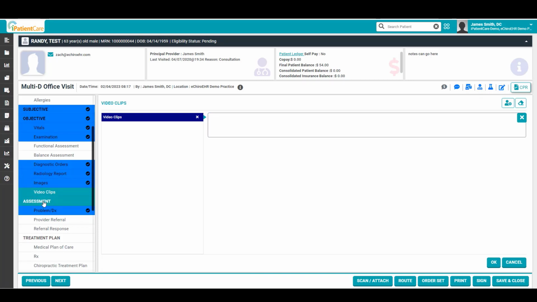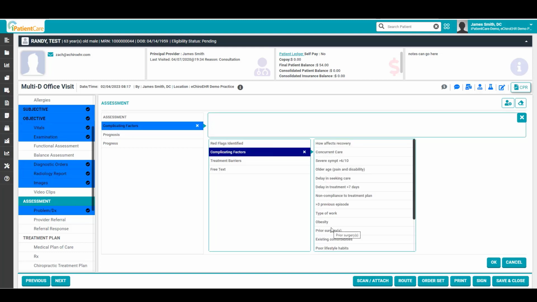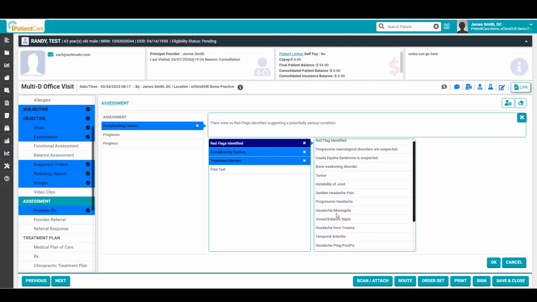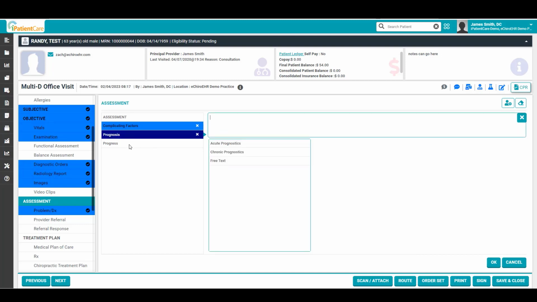Finally, the assessment section is a key area that can help document the provider's thoughts as to the overall care management of the patient. And on the initial visit evaluation, it's a great area to be able to lay out what are those complicating factors that are involved with the patient and how that could affect the patient's recovery. If there are any treatment barriers, any red flags identified. And of course, these are all key areas of concern and consideration for the provider in determining his or her approach to the patient care and what to expect for recovery.